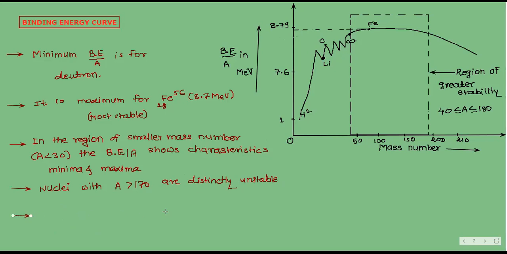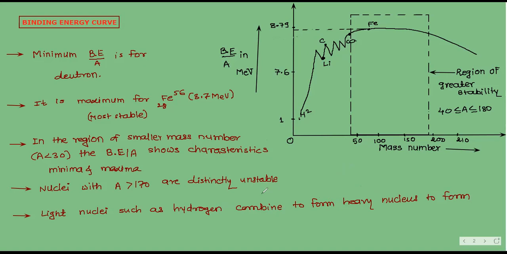And next point, light nuclei such as hydrogen combine to form heavy nucleus, to form helium, for greater stability.